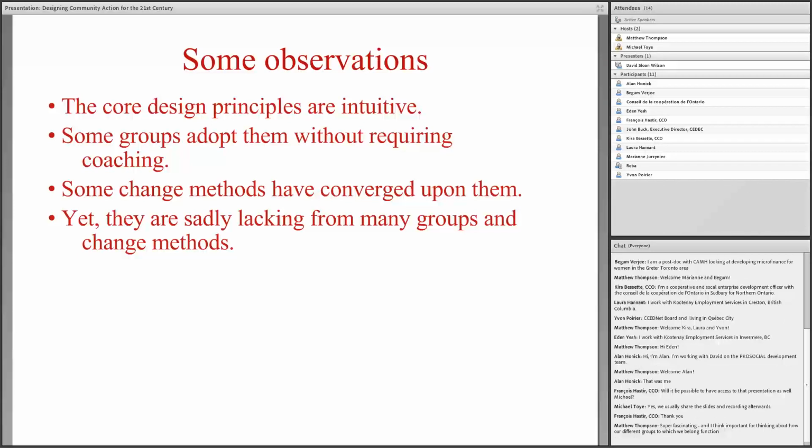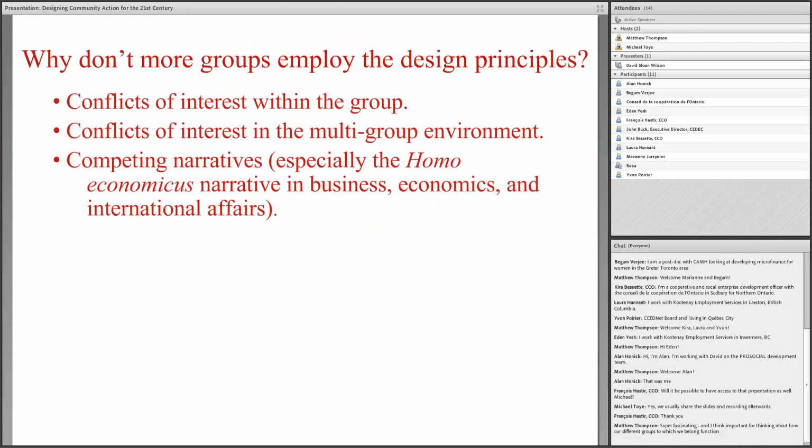And that means that some change methods have converged upon them. I'll bet that the participants here are familiar with some change methods. One, for example, would be ABCD, asset-based community development, and it has a lot of these ingredients. And yet, despite this, these design features are sadly lacking from many groups and change methods. Some groups do them, but not all groups do.